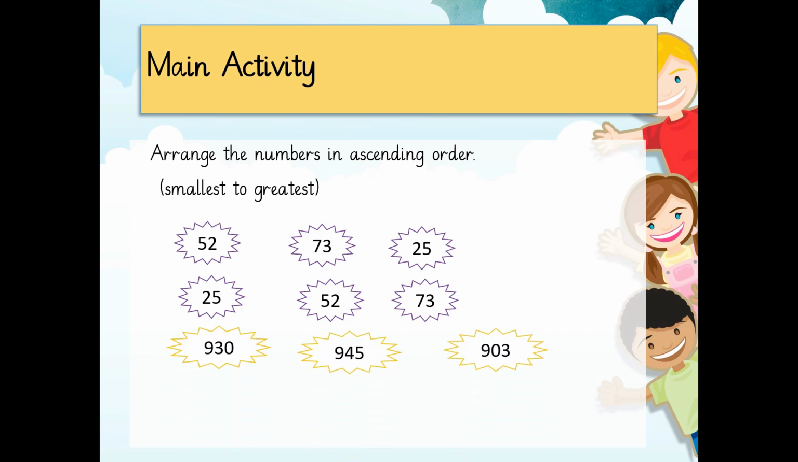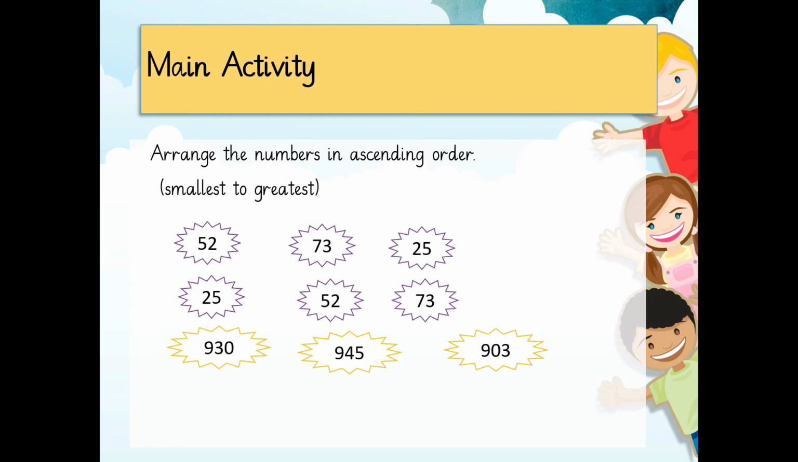Look at the next set of numbers, 930, 945, 903. Compare these numbers starting from the highest value again from hundreds and write down these in ascending order, in increasing order from smallest to greatest. Take your time and do it yourself. Let's come up with the answer.